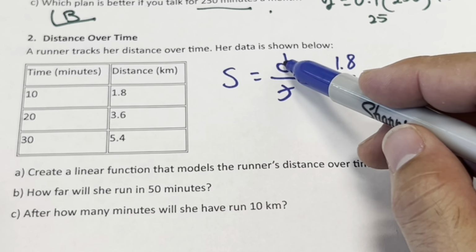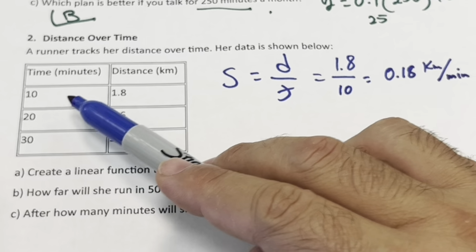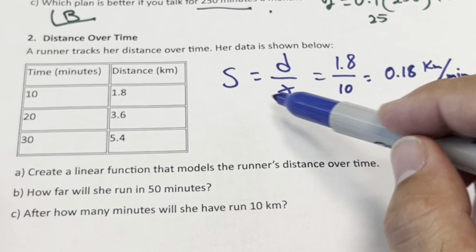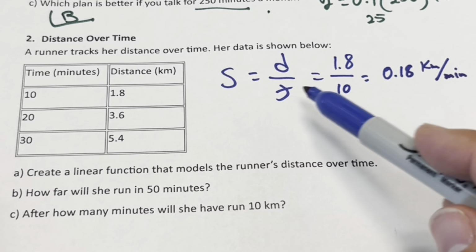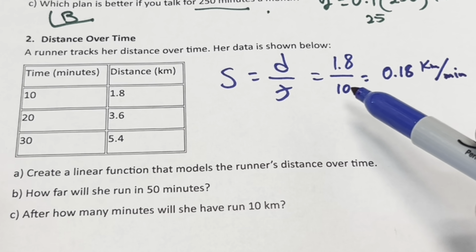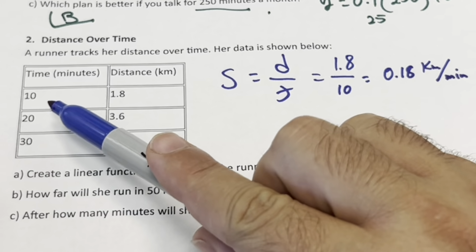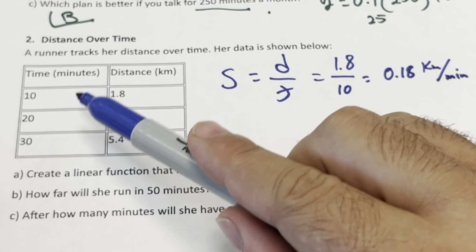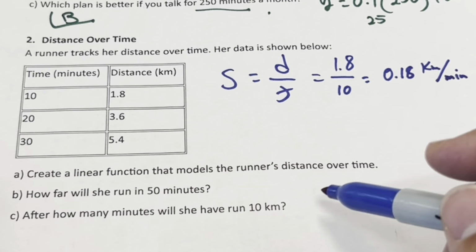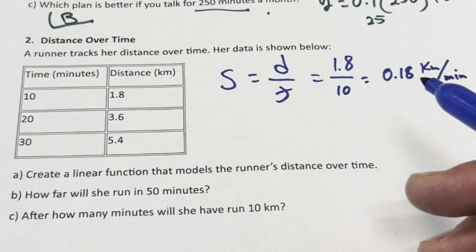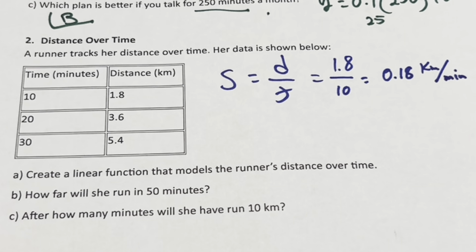Because D represents the y's and T represents the x. So I know I have the slope now, and to do the modeling, I need to check the y-intercept. According to this information, the y-intercept will be 0. Let me show you the graph here in the notebook. So the graph will be something like this.